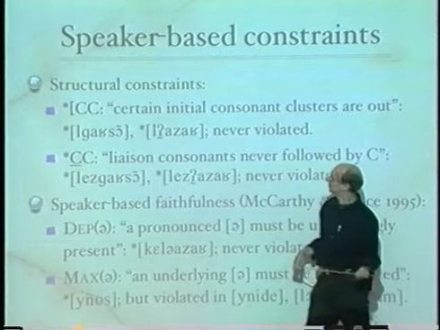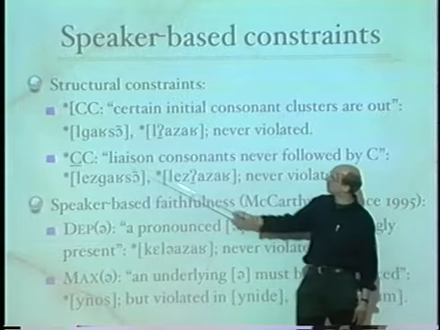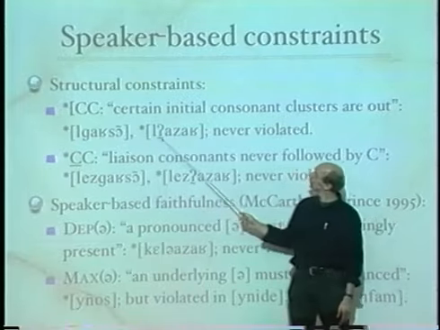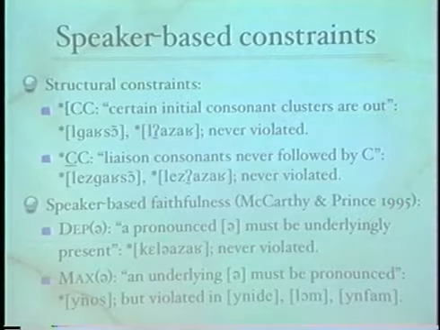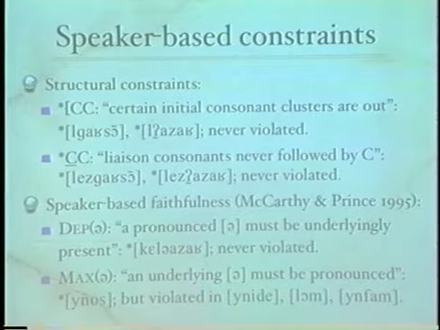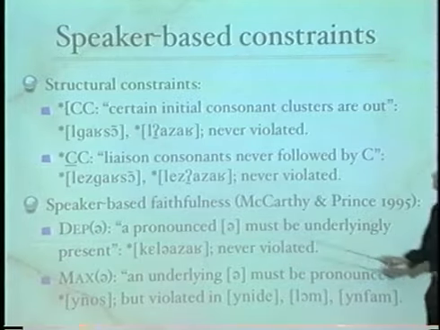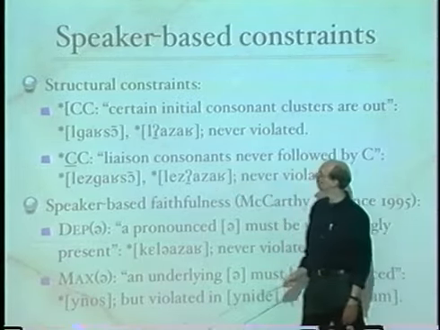And then two consonants. Certain types of consonant clusters are out. You can't say le garçon, le hasard. Those are out. So this constraint is never violated. No actually occurring phrase in French violates this constraint, because these two things are impossible.